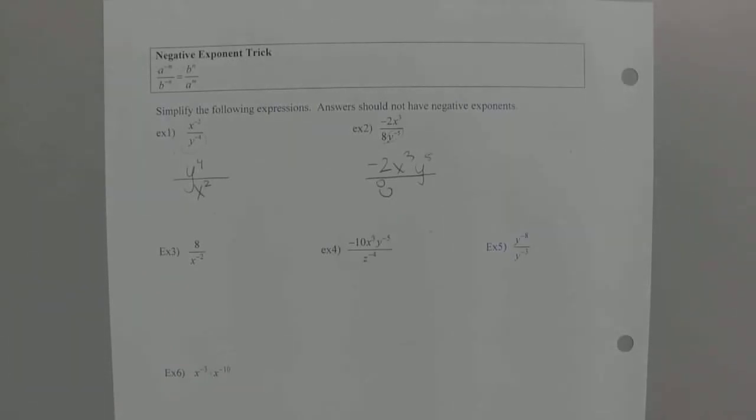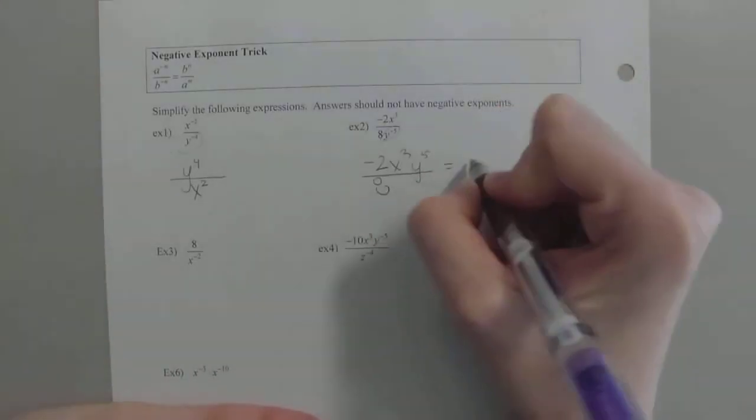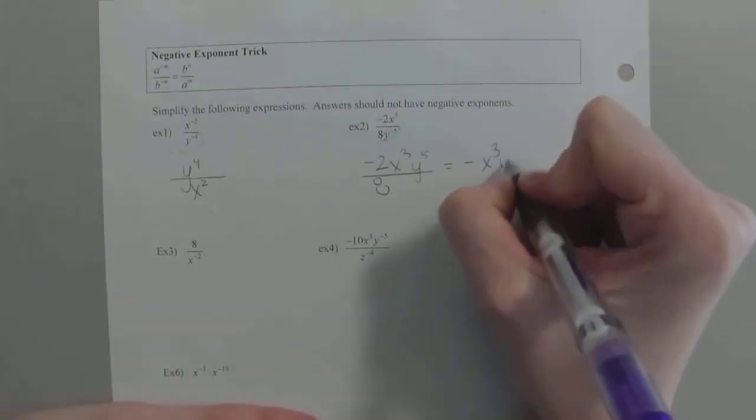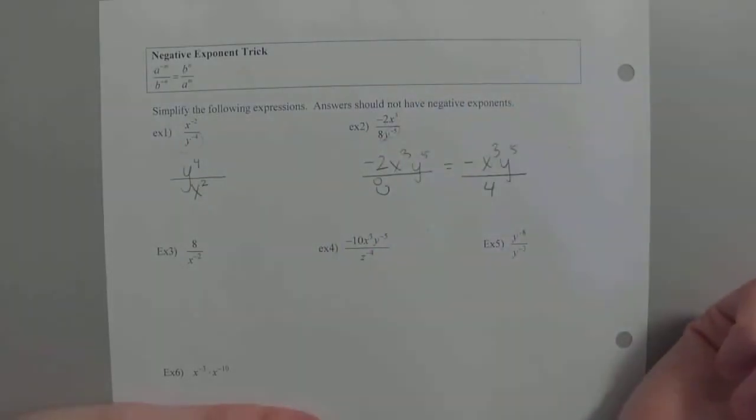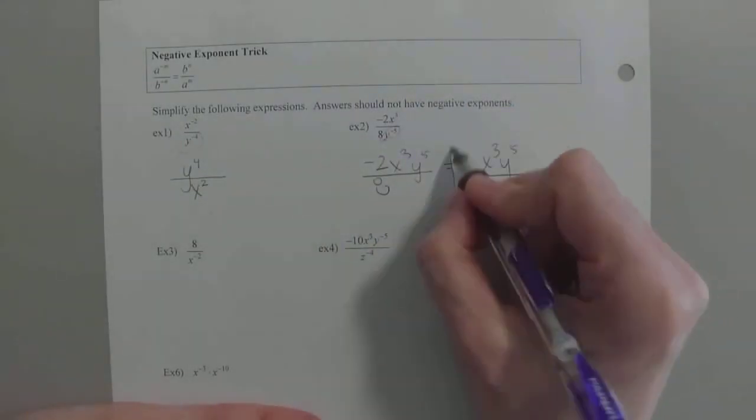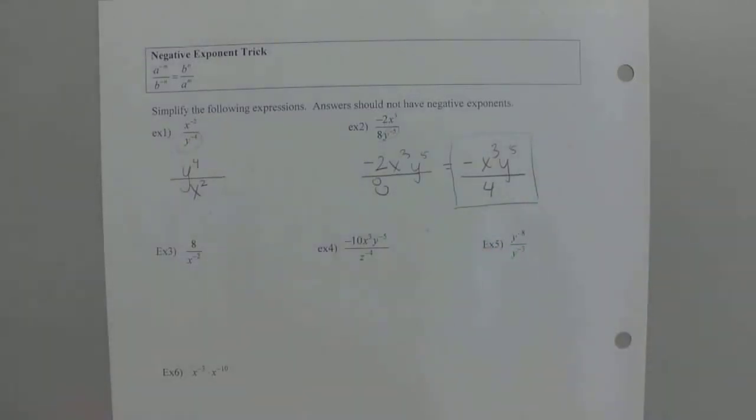Yeah. So I don't try to simplify and move at the same time. I do one or the other, okay? So I got everything in the right spot, so I have my positive exponents, but I can simplify the 2 and the 8, correct? So this will just be -x to the third, y to the fifth, all over 4.